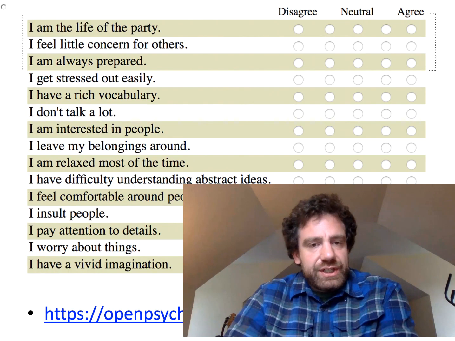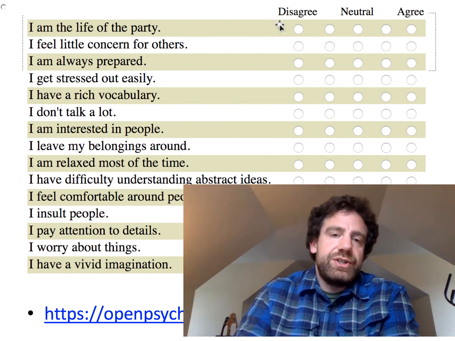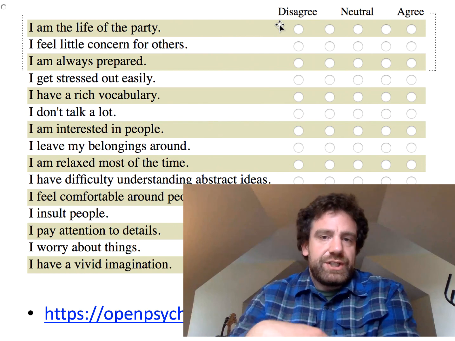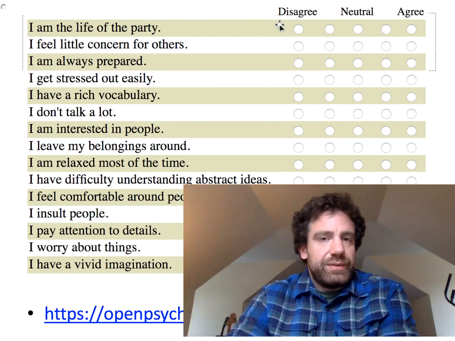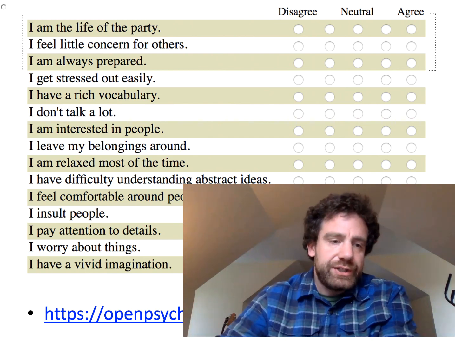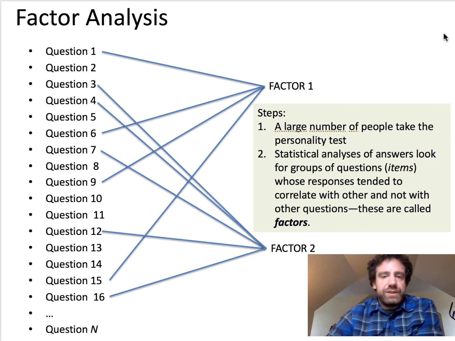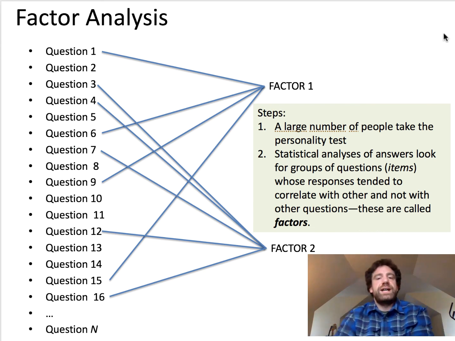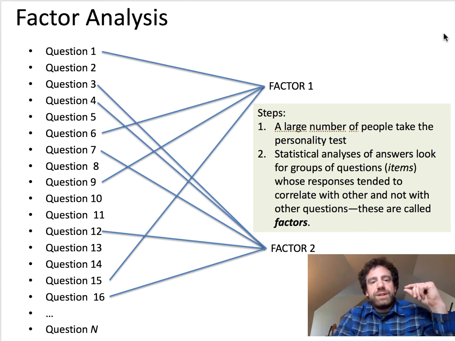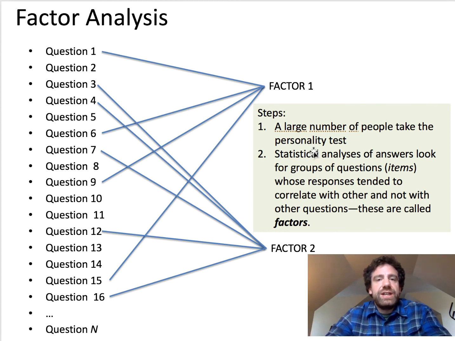The way that it works is, when the test is developed, the researchers write up a bunch of test questions, have a huge number of people answer them, and then they take all of their results and they perform a statistical analysis, a specific type of statistical analysis called a factor analysis, which means that they look for test items, questions, whose answers, one person to the next, tend to be correlated.